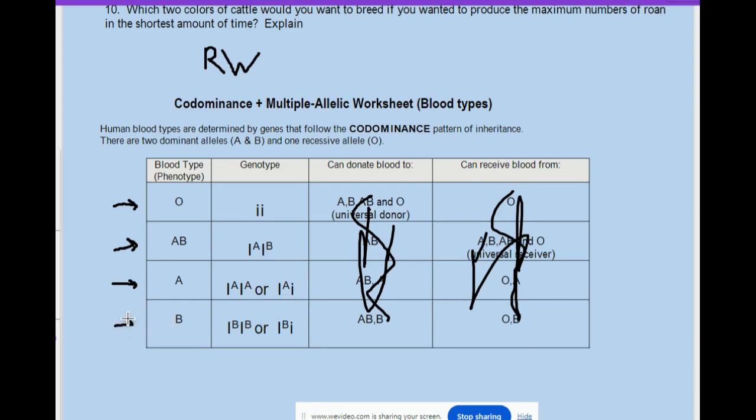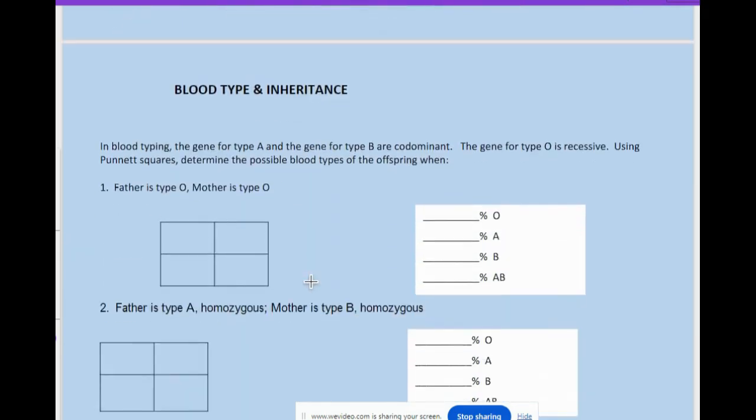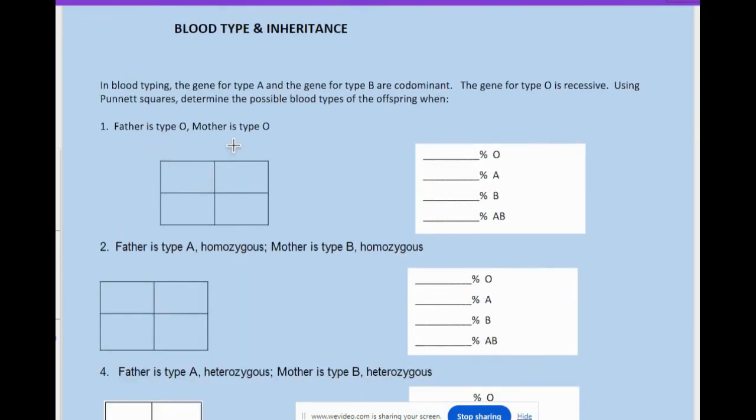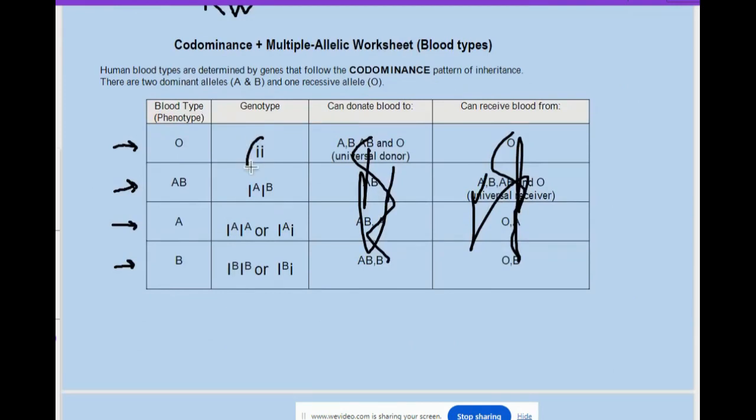And the same thing with type B. There's 2 different genotypes. You can be homozygous, 2 B alleles, or you can be, much more common, heterozygous, a type B allele and the recessive type O. All right, so here we go. Here's an easy one. Father is type O, mother is type O. What's the genotype? Right there.